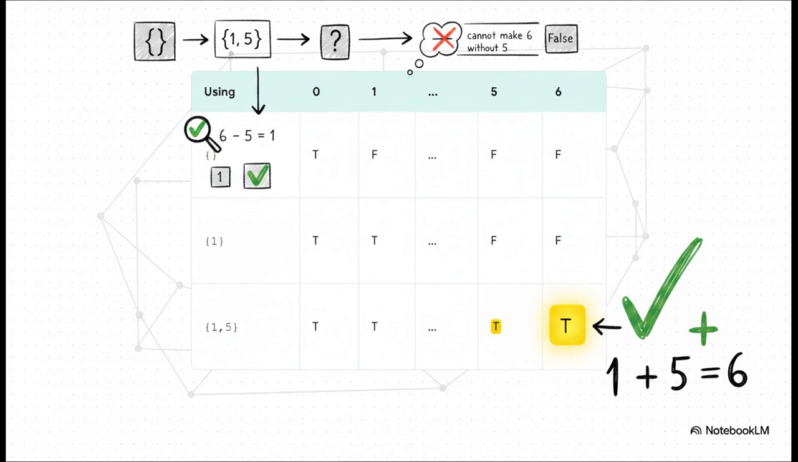All right, if we use the 5, we need to have been able to make the leftover amount, which is 6 minus 5, so 1. Could we make a sum of 1 with the previous numbers? We look up to the row above, in the 1 column, and yes, it's true. Since one of our options worked, this cell becomes true. And it makes sense, right? We can make 6 using 1 plus 5.